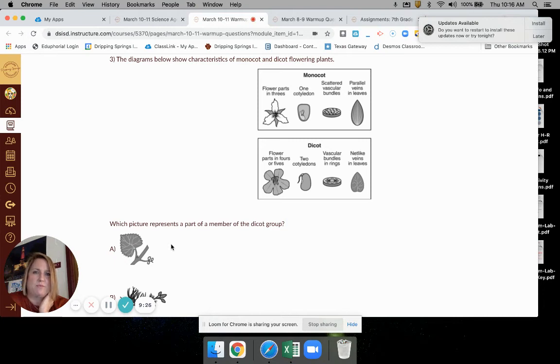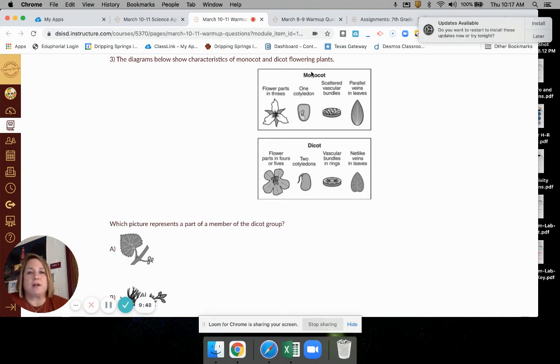Well, wait a minute, Miss Morell, we didn't talk about monocots and dicots. You're right, we didn't. But we're going to use our SMARTicle problem-solving skills to answer this question. So here is a monocot. Mono means one, and that is the cotyledon. That's the little seed part of the plant.